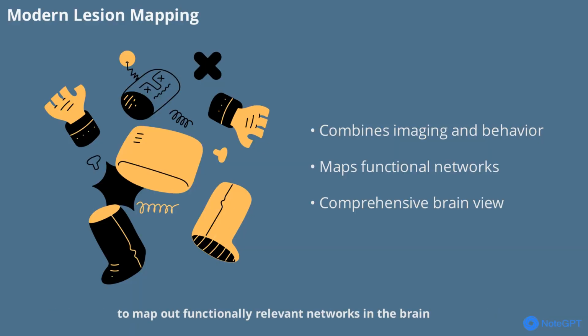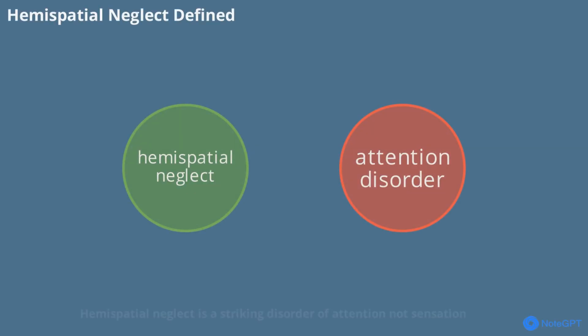brain. This approach goes beyond identifying isolated regions, instead highlighting how different areas work together to support complex behaviors. By integrating multiple data sources, modern lesion mapping provides a more comprehensive view of brain organization and its relationship to cognition. Hemispatial neglect is a striking disorder of attention, not sensation.